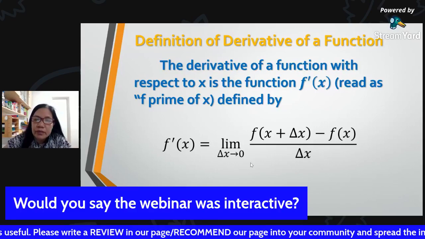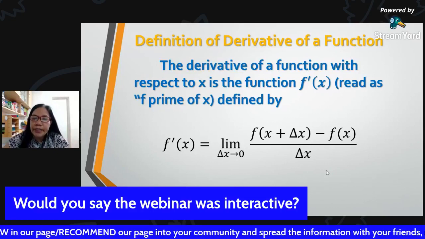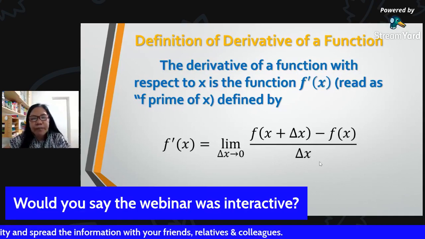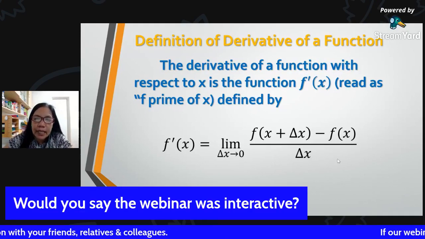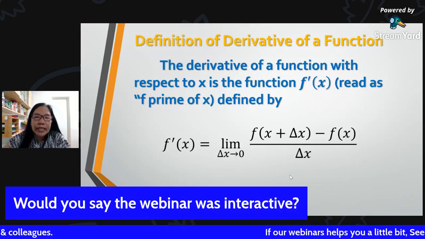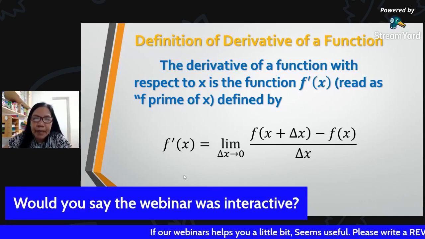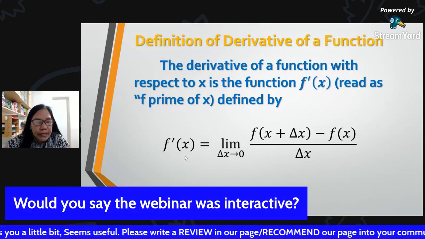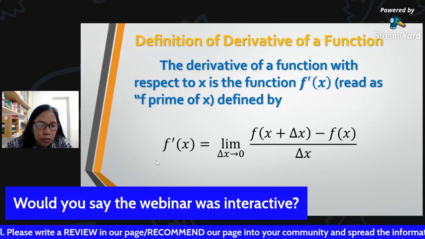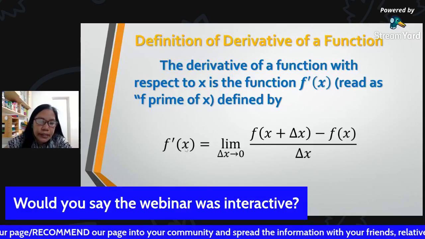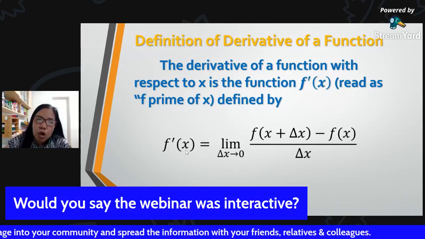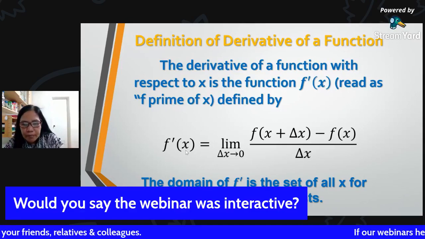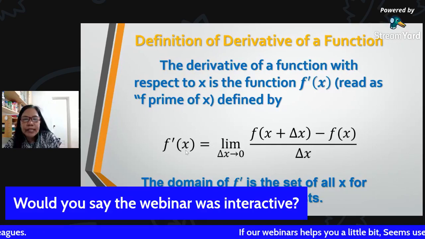So what have you observed? This is also the slope of the tangent line to the curve at a given point, right? So if you are getting the slope of the tangent line to the curve, you are also getting the derivative of the function with respect to x. And this symbol f prime of x means the slope of the tangent line at x is equal to a, whatever the a is on the curve, provided that the domain of f prime is the set of all x for which the limit exists.